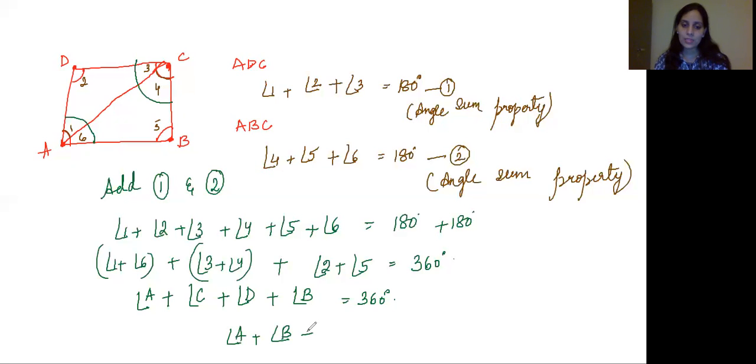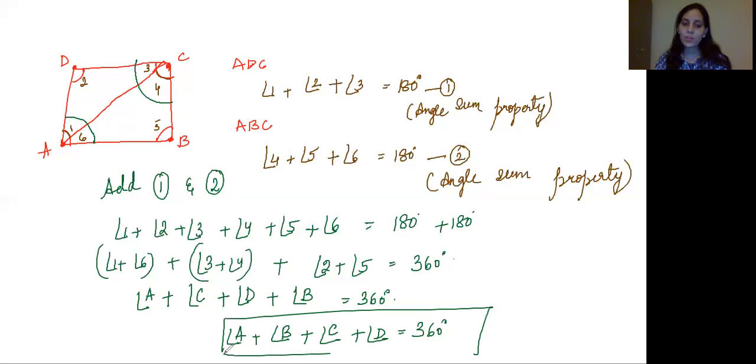Angle A plus angle B plus angle C plus angle D is equal to 360 degrees. From this, we can clearly say that the sum of all the angles of a quadrilateral is 360 degrees.